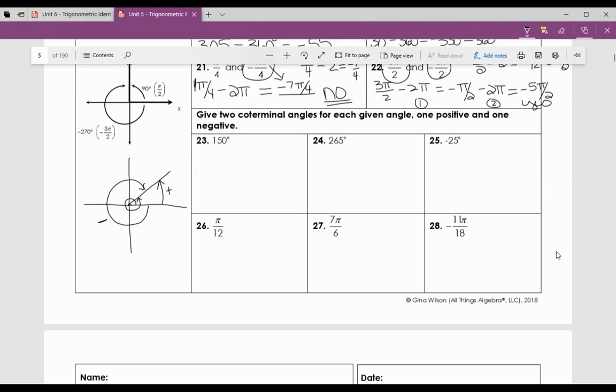Now, every angle has unlimited coterminal angles. Okay? In this particular example, they are asking us to give 2 coterminals, one positive and one negative. So this is real easy. We're going to take 150, we're going to add 360, that will give us a positive coterminal, and I'm going to take 150 and I'm going to subtract 360, and that will give me the negative coterminal.